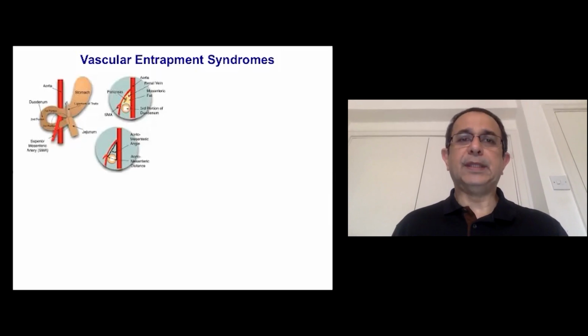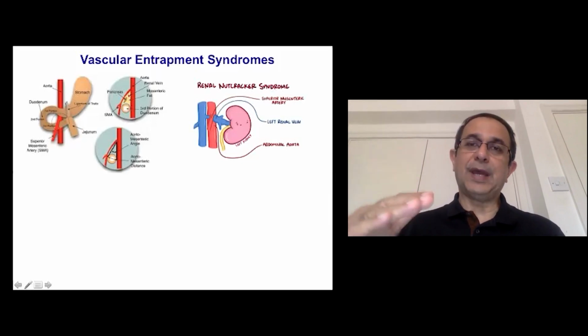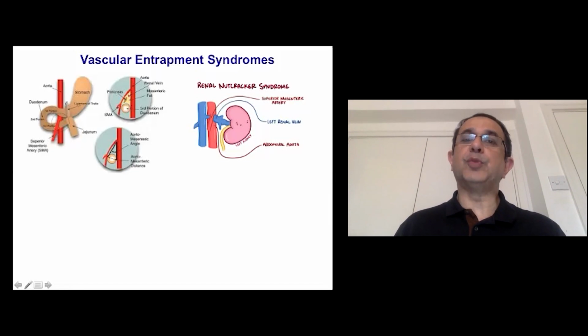In the same way that you can get the duodenum trapped, you can also get a situation where underneath the same superior mesenteric artery, the left renal vein, this is the vein which supplies the left kidney, also passes underneath. So if the superior mesenteric artery collapses, it can also trap this left renal vein, and that can also produce quite a lot of pain, and it can compromise the function of the kidney as well. And this is described as the nutcracker syndrome.